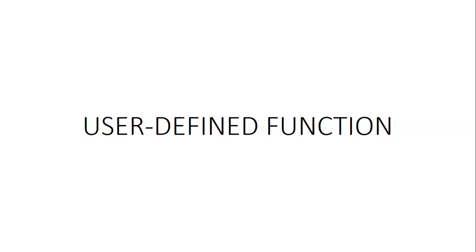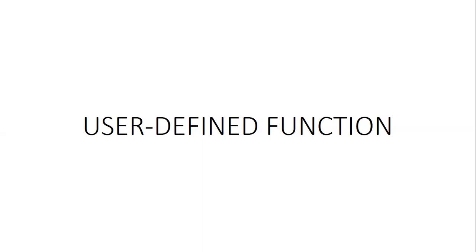A program can have n number of functions, but the starting point of the program is the main function. If your main function is in line number 50, that means the starting point of your program is line number 50.